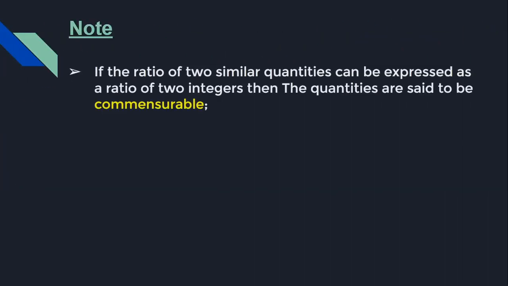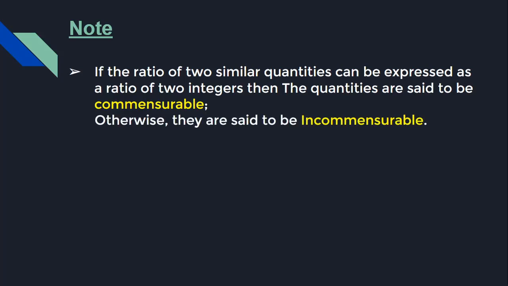Next, note. If the ratio of two similar quantities can be expressed as a ratio of two integers, then the quantities are said to be commensurable. Suppose we have a ratio and it can be expressed in integer form, then we can say that the quantities are commensurable quantities. Otherwise, they are said to be incommensurable quantities.